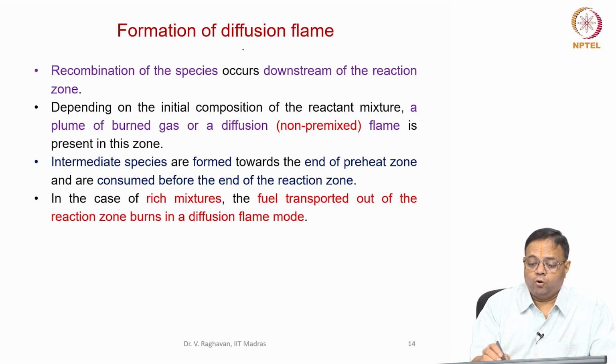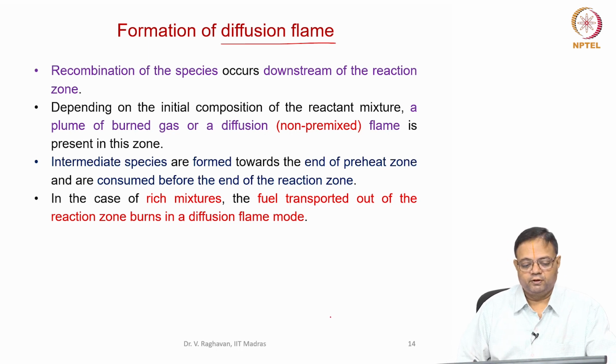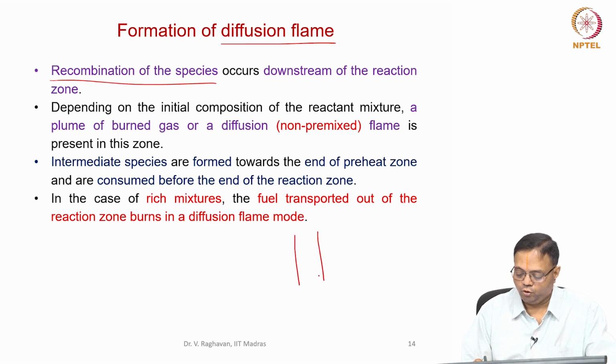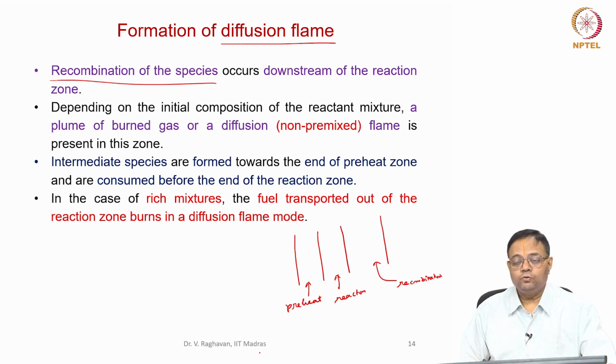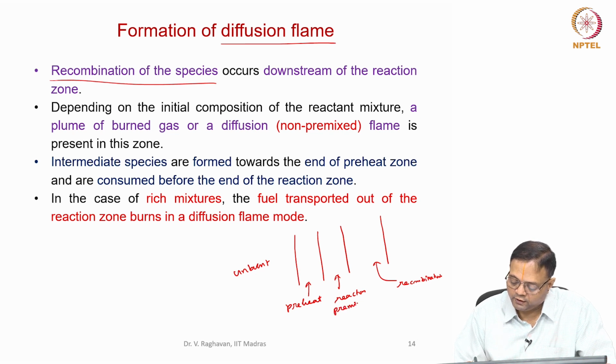Now, how can the diffusion flame be formed around the premixed flame? That is due to the recombination of the species in the downstream of the reaction zone. So, for example, the preheat zone, the reaction zone, and the recombination zone. Now, in this, after the reaction is complete, see for example, if there is an unburnt mixture here which is basically rich, say 1.5 equivalence ratio, something like that. So what happens is in the reaction zone, this is the premixed reaction zone, correct?